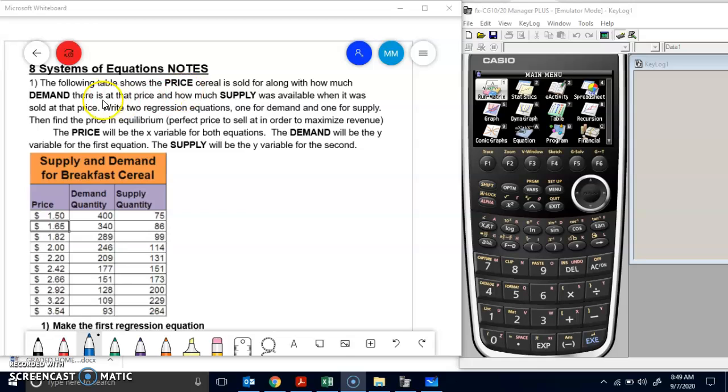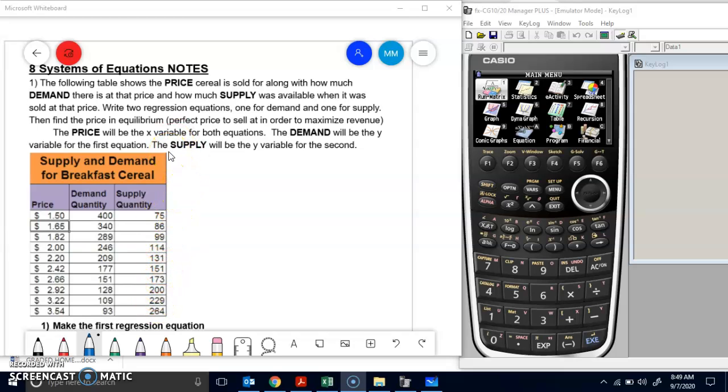So we're looking at price, demand, and supply for cereal. You can see as the price of the cereal goes up in this chart, the demand goes down. The more it costs, the less people want it. But the price going up is also related to how much supply you have, how much of the product you have, and they both go up together.